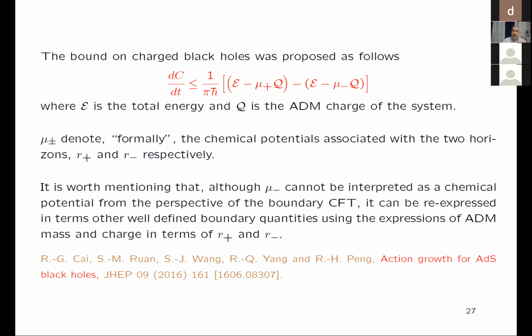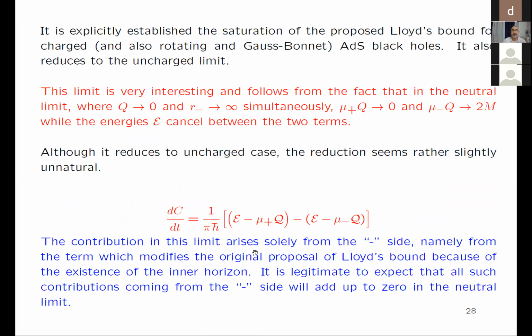charges. Now, if you look at this expression, it saturates the bound, and it almost gives the expected result when we compute the holographic complexity, and it also reduces to the uncharged limit when we send Q equal to 0. But it's interesting to look carefully at how we get the neutral case out of this expression.